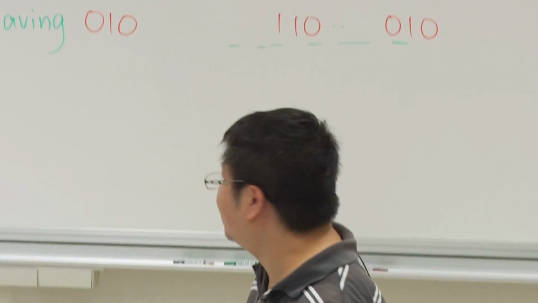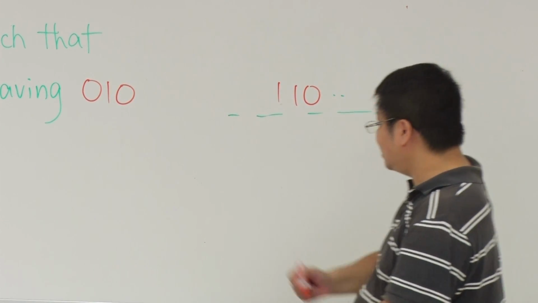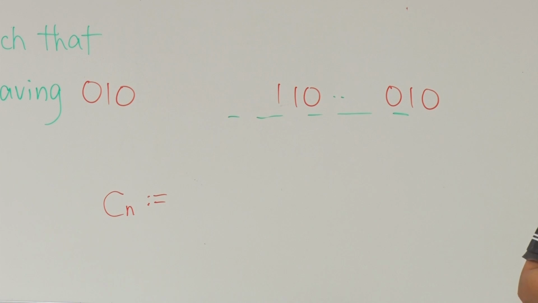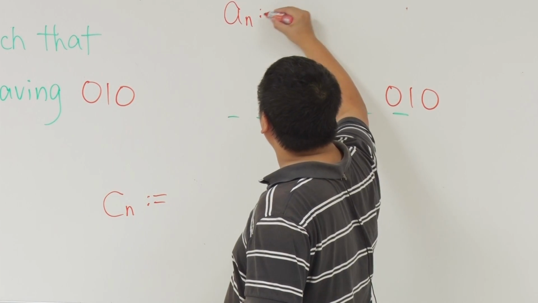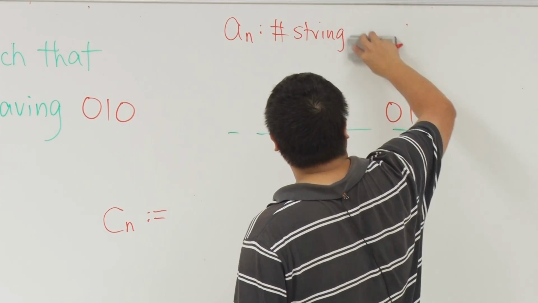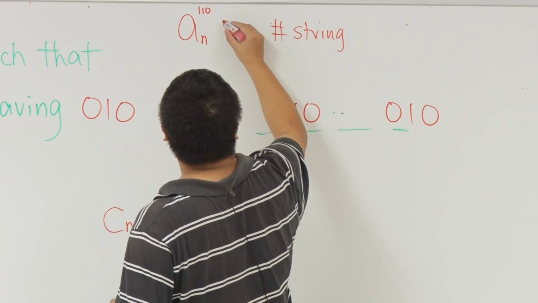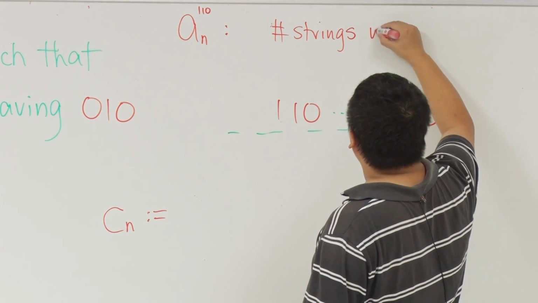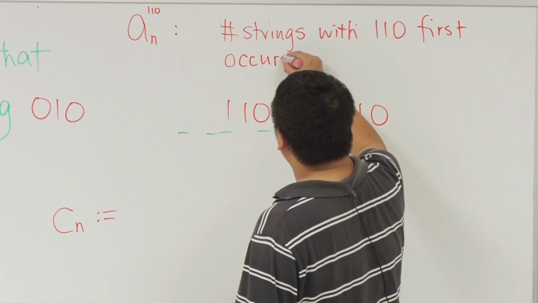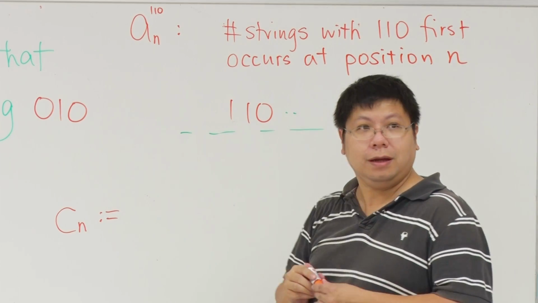Then what should we do? It's not difficult, it's rather easy. How do I get the string Cn? Let's say we have An to denote the number of strings with 1 1 0 first occurring at position n.